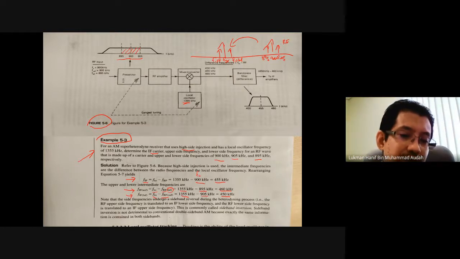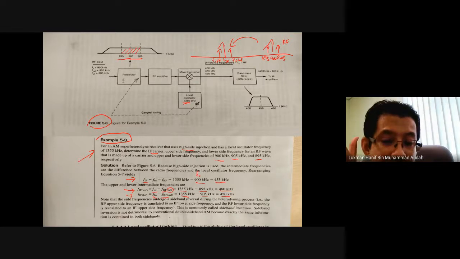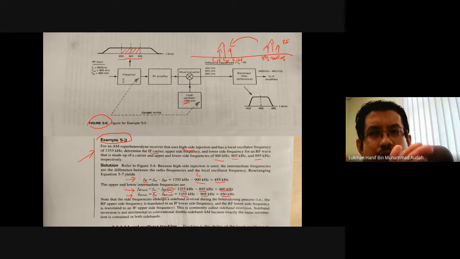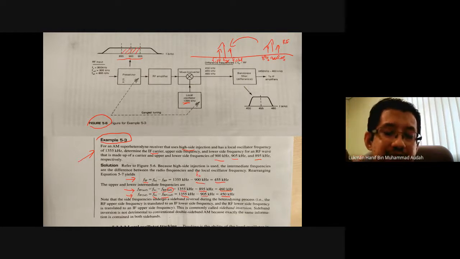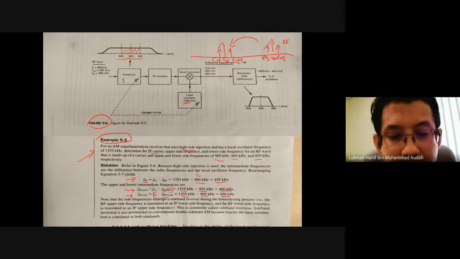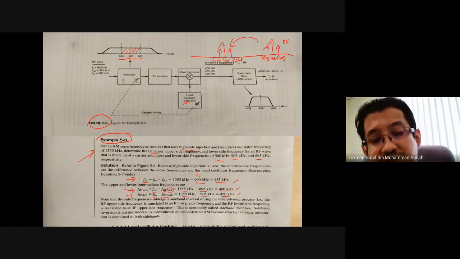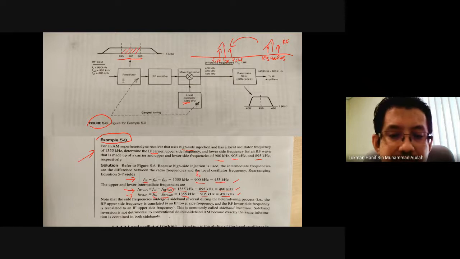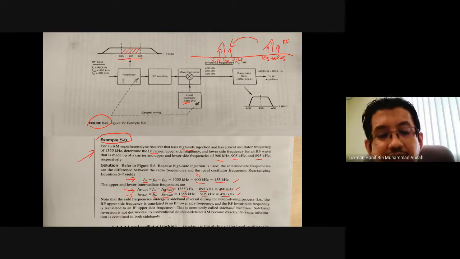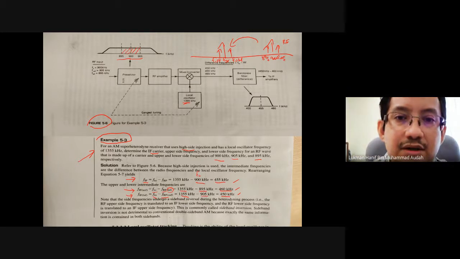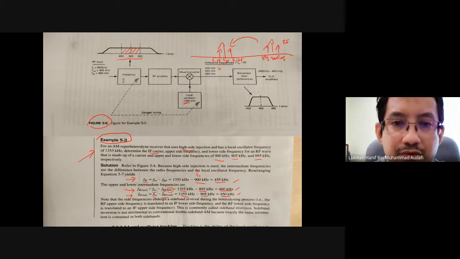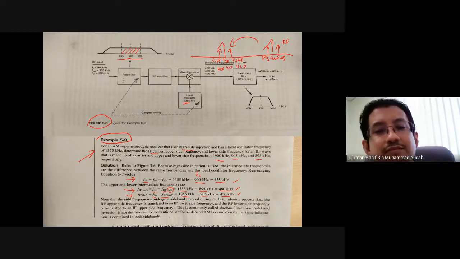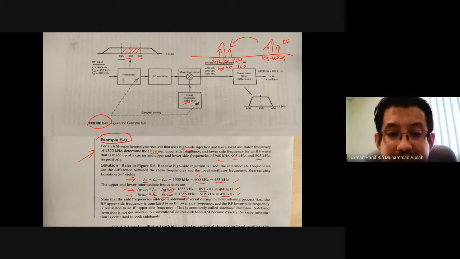If you want to get the upper side frequency for IF, that means we minus FLO with the lower sideband of the RF. So ini saja jawapannya. Very small questions. So this is the answer: 455, 460 and 450. That means di sini terletak pada 450, 455 and also 460. Nampak, so this is the answer.